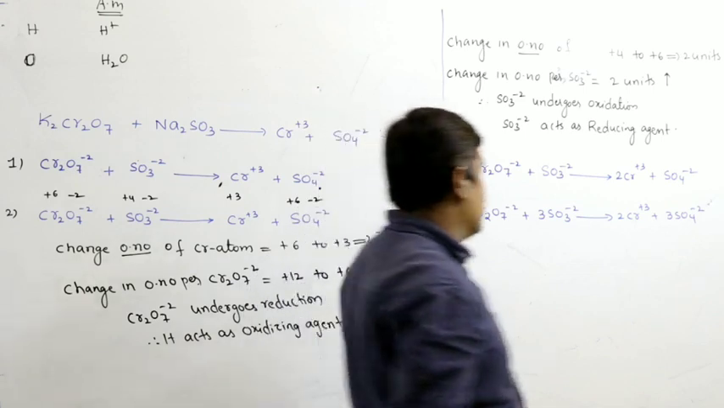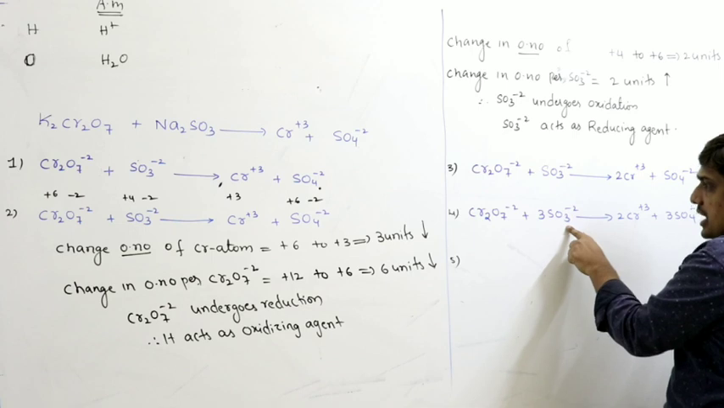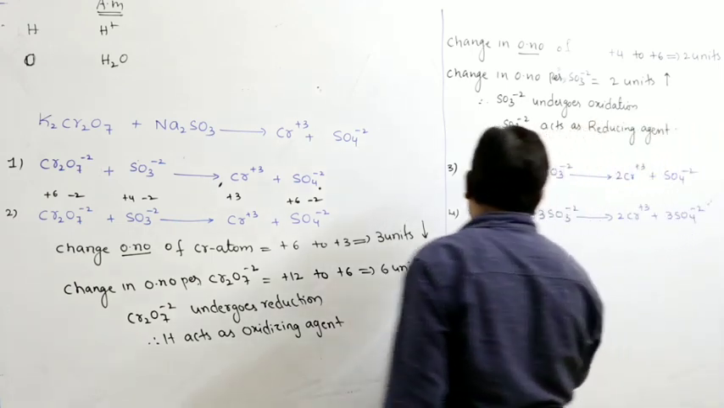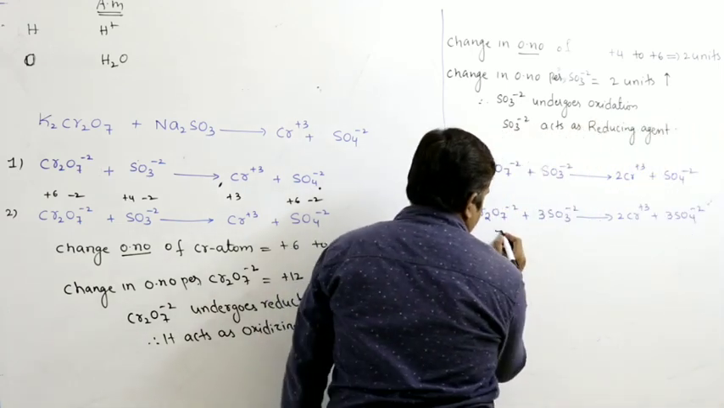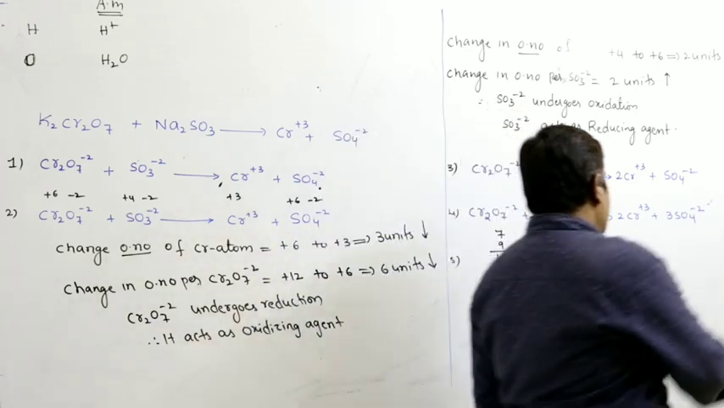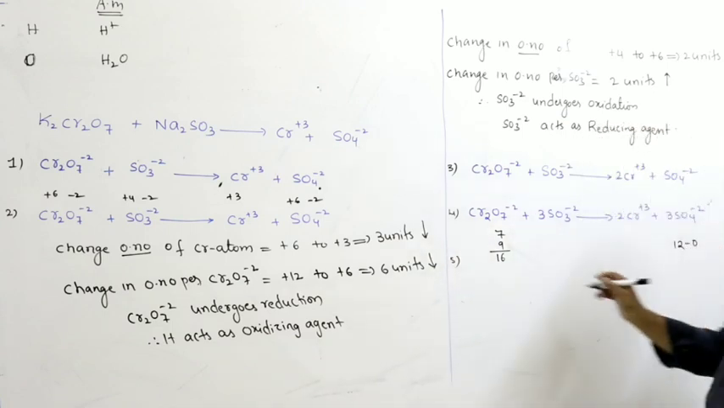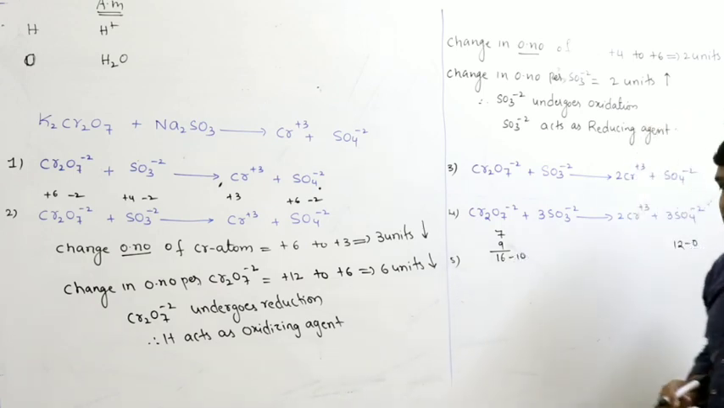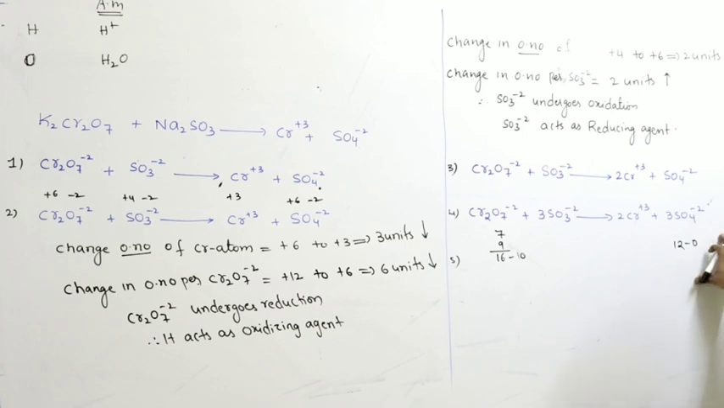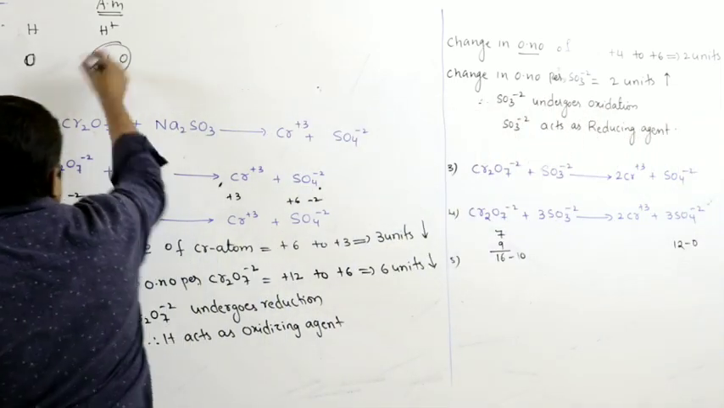Let us count oxygens on the left hand side. Here we have 7 oxygen atoms, 3 into 3 is 9 oxygen atoms, 7 plus 9, total 16 on the left hand side. Coming to this, 3 into 4 is 12 oxygens. We have 12 oxygens here and 16 there. Where do you have a deficiency? On the right hand side. How many? 4 oxygen atoms. So, to balance oxygen atoms in acidic medium we have to use water.